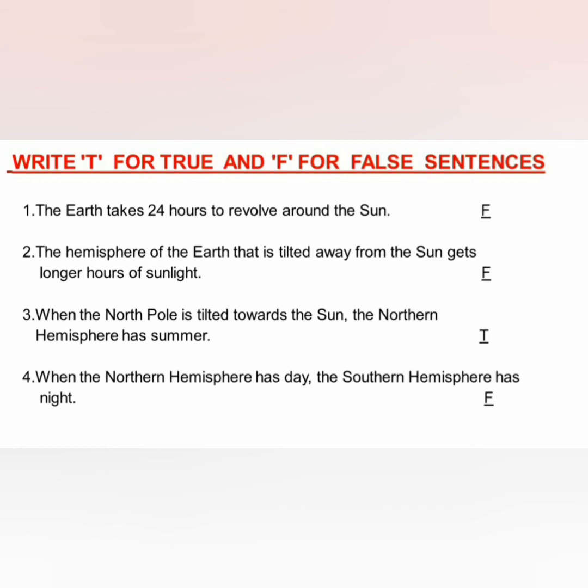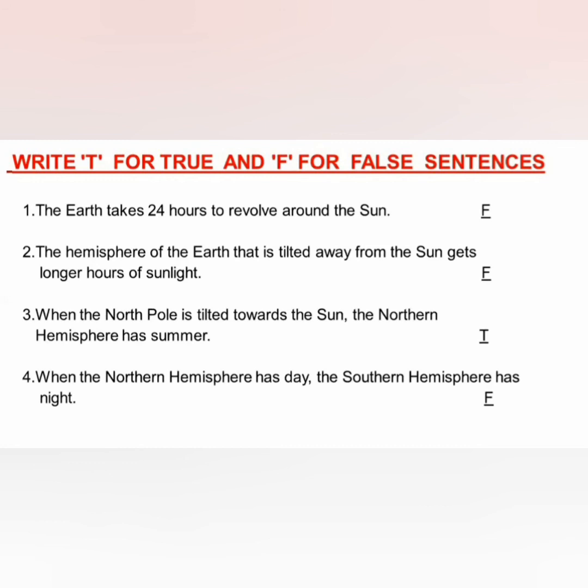Next, number 2, the hemisphere of the earth that is tilted away from the sun gets longer hours of sunlight. It is also false because the hemisphere of the earth that is tilted away from the sun gets lesser hours of sunlight. Number 3, when the north pole is tilted toward the sun, the northern hemisphere has summer. It is true. Number 4, when the northern hemisphere has day, the southern hemisphere has night. It is also false. The correct statement is when the northern hemisphere has summer, the southern hemisphere has winter.